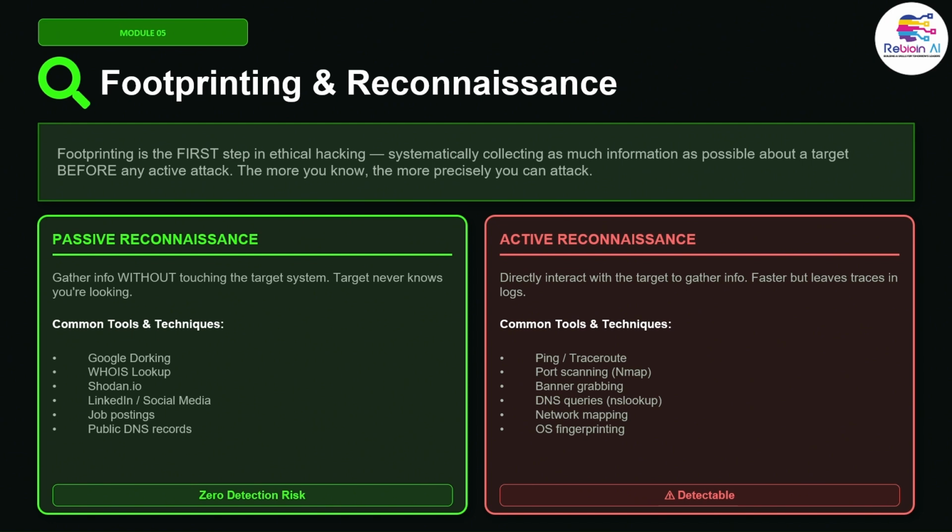Now let's talk about active reconnaissance. Active reconnaissance means you do interact directly with the target, you send packets to their servers, you scan their ports, query their DNS. This is faster and gives you more precise information, but it leaves traces in their logs. So, in a real engagement, you do this only after you have written permission. Let me show you one of the most powerful passive recon tools available, and it requires no hacking skills at all, just a browser. Let's go to the browser.